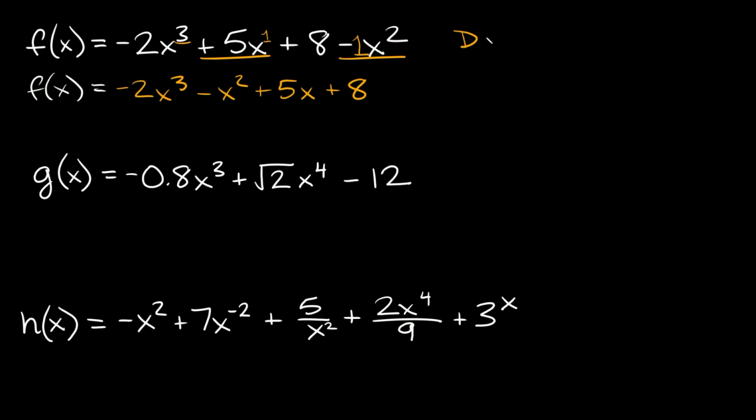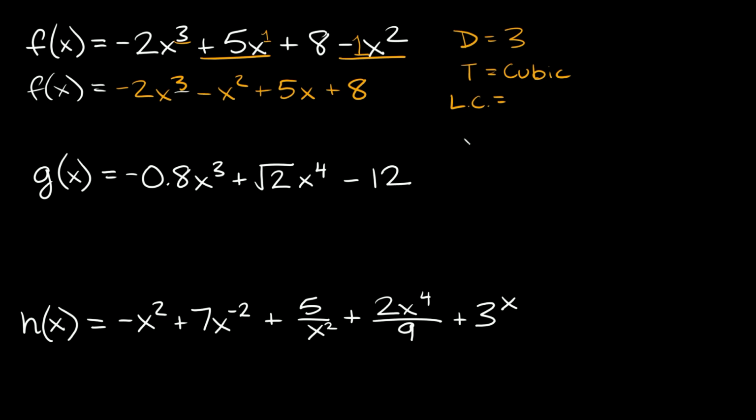Now the 3 things we need to identify are the degree, the type, and the leading coefficient. So the degree, again, is just your biggest exponent. So here it's 3, right? So that means the degree is equal to 3. Remember, whenever your degree is 3, that means it's a cubic function. Okay, so cubic is the type.